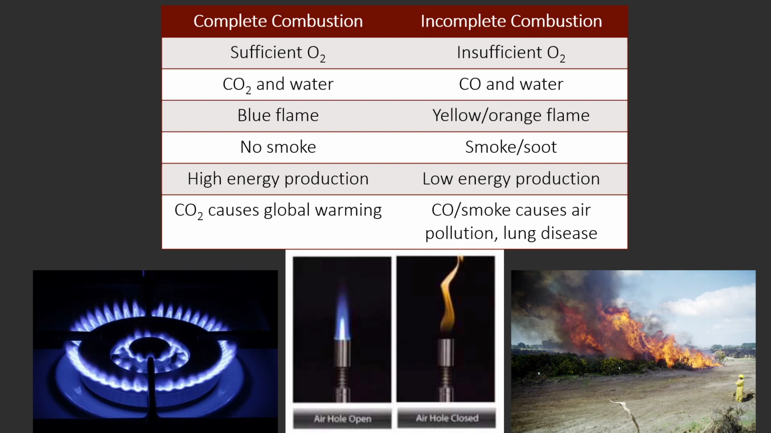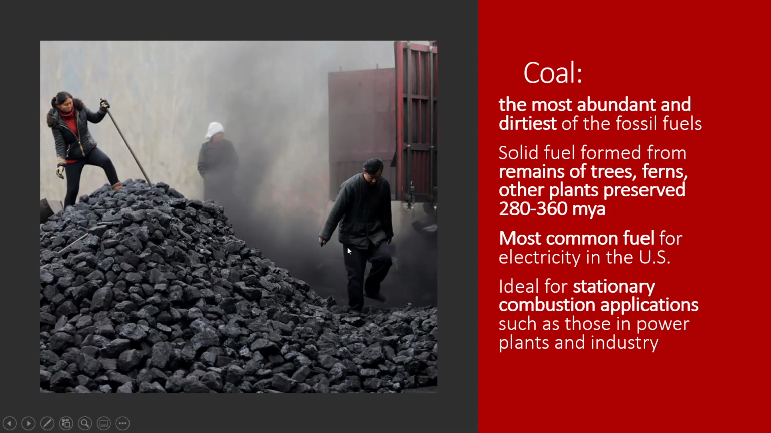Incomplete combustion just means there's not enough oxygen, so you end up getting carbon monoxide and water. You usually have a yellow or orange flame and a lot of smoke or soot. You don't get nearly as much energy produced in this form, and the carbon monoxide and smoke cause air pollution, which can also lead to lung disease. So there's a very big difference between complete and incomplete combustion. The big thing for us to understand is if we're using combustion to produce energy, we want to make it as complete as possible.